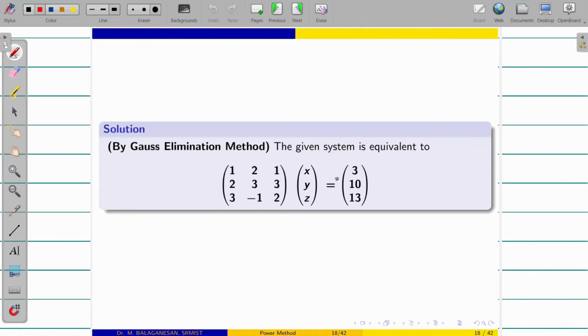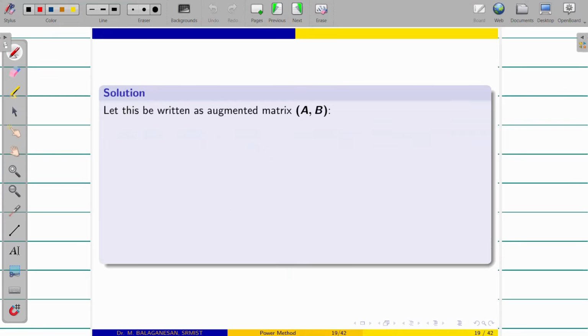AX is equivalent to B. This is my matrix A. This is my matrix B. Now our aim is to take this and this together. We have to write A and B, form an augmented matrix, and reduce it to upper triangular form using row reduction. Then we can get the answer for that.